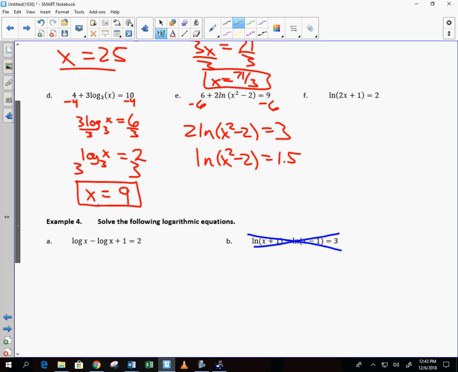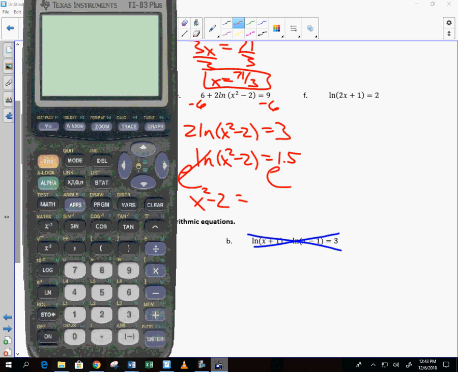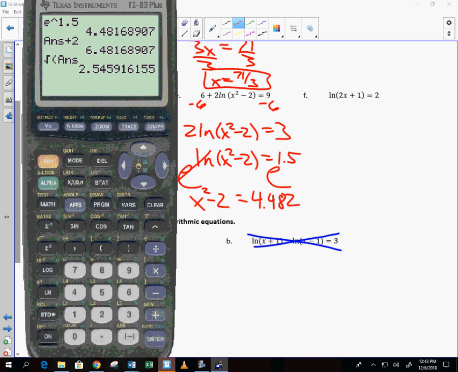How do I get rid of the natural log? Base of e. Create a base of e. They cancel, leaving x squared minus 2 is equal to e to the 1.5. I don't know what that is. If you do know what it is, good for you. 4.482. I'll add 2, and I'll square root the answer, and I get 2.546.